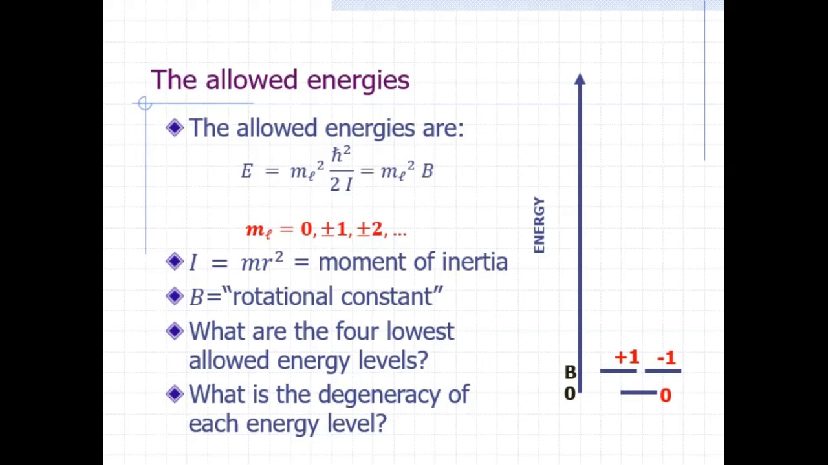The second excited states correspond to m sub l equal to plus 2 and minus 2. The square of plus 2 or minus 2 is 4. So the second excited state energy is 4B. The third excited states correspond to m sub l equal to plus 3 and minus 3. The square of plus 3 or minus 3 is 9. So the third excited state energy is 9B.